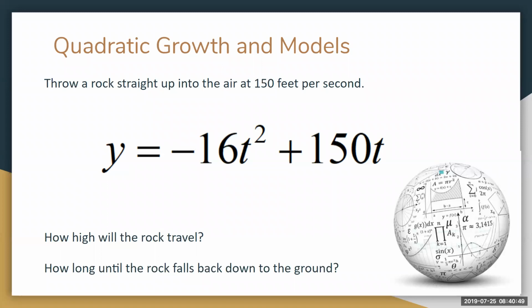We could model the scenario with this quadratic equation, y equals negative 16t squared plus 150t. We know this is a quadratic equation because the highest power of the variable t is 2, by the way. And we could use it to answer questions like, how high will the rock travel? Or how long until the rock falls back down to the ground?